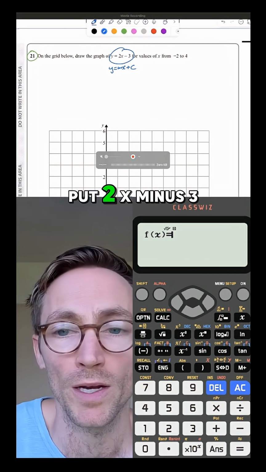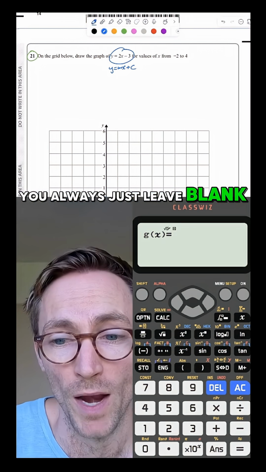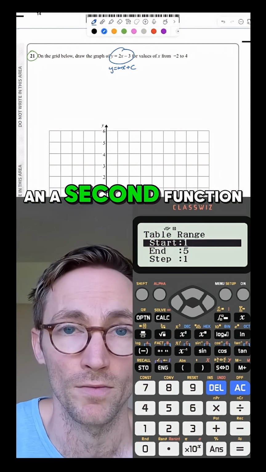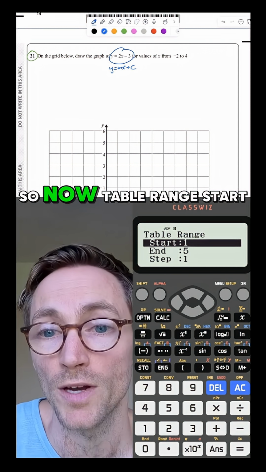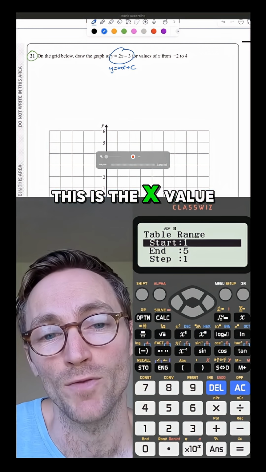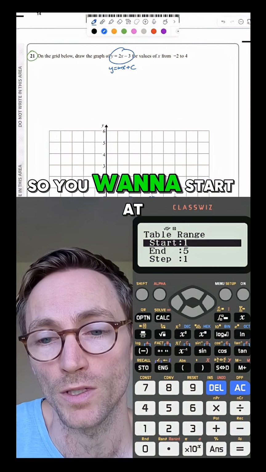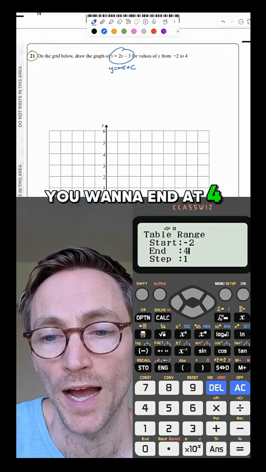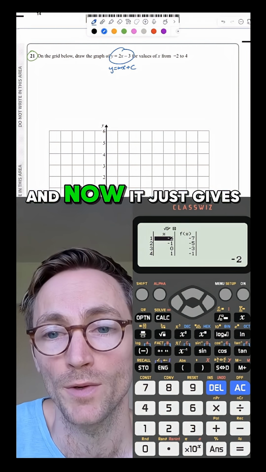So now we're just going to put 2x minus 3. G of x you always just leave blank. That's only if you had a second function, which you basically never do. So now table range, start and end. This is the x value. So you're giving it -2 to 4. So you want to start at -2, you want to end at 4. And the step is always 1. So we hit equals. And now it just gives us the coordinates.